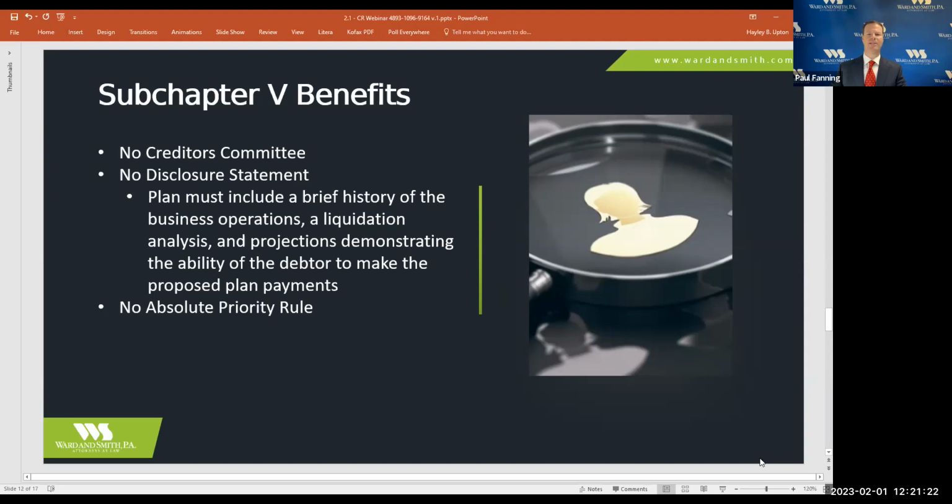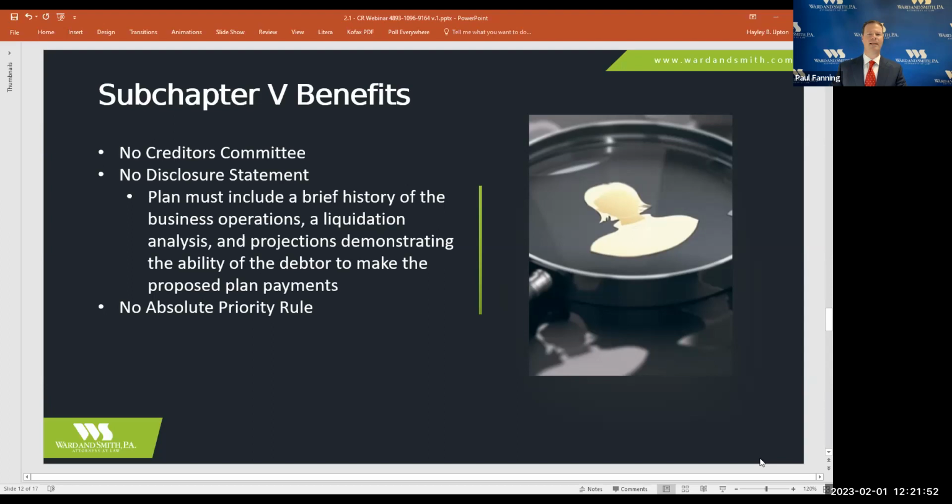Another circumstance under which the bankruptcy court could order a debtor be removed is if the debtor's not performing their obligations under a confirmed plan. If they're not doing what they agreed to do and what the court ordered them to do in an order confirming a plan, the bankruptcy court can remove the debtor. And in its place, the Subchapter V trustee operates the debtor.